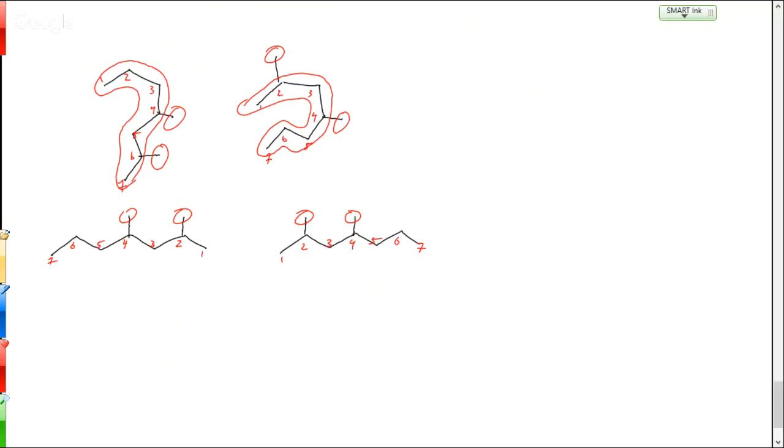So that we can see that they're actually the same, because all we'd have to do is take one of them, flip it over, and we'd have the exact same thing.